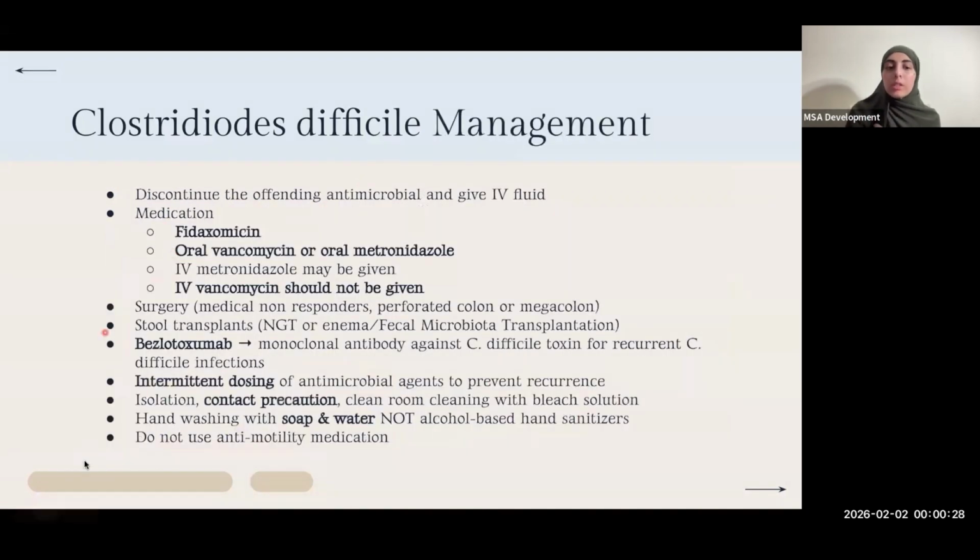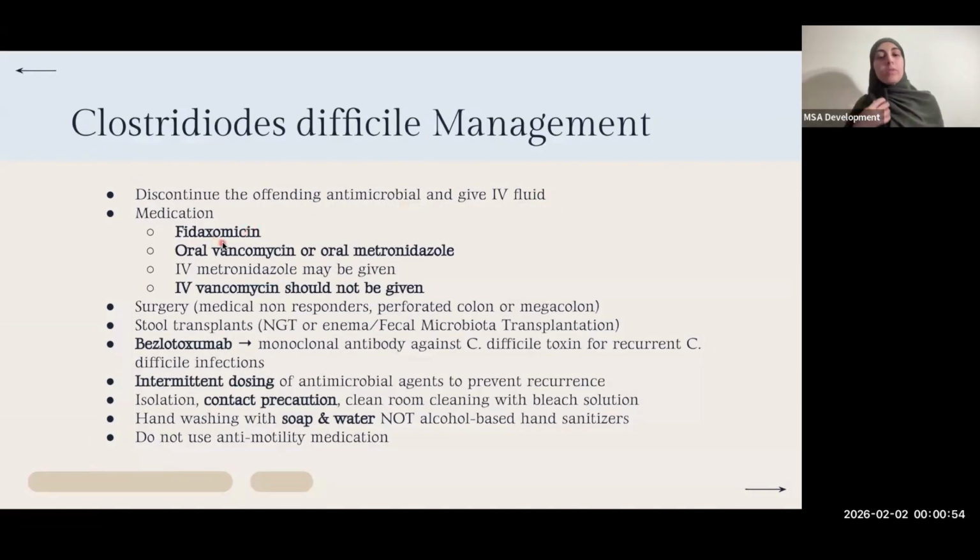How do you manage C. diff? We know that it's antibiotic associated, right? So you want to stop the antibiotic that's being given. If the patient is taking antibiotic and suddenly they get diarrhea, you want to stop that antibiotic, and you want to give IV fluid to rehydrate the patient, which is the case for a lot of these diarrheal illnesses. Then you want to give medications, okay?